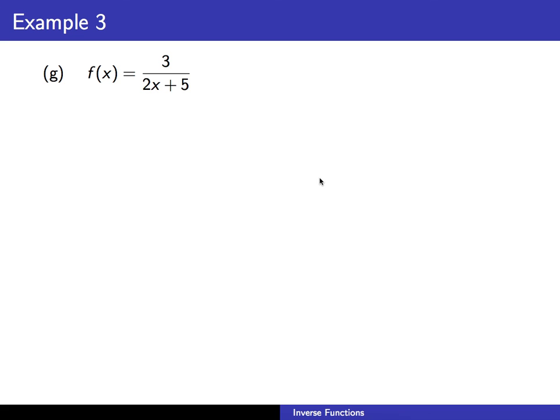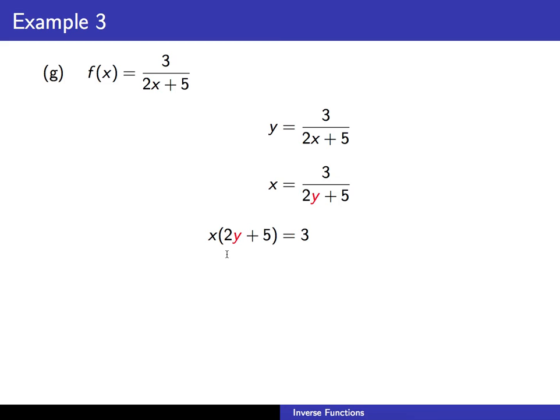All right, part G, we have f of x equals 3 over 2x plus 5. This is actually one of the ones we looked at in the domain and range video. So now we'll see how we can use inverse functions to figure out the domain and range of the original function as well. So we'll make this y equals 3 over 2x plus 5, and switching our x and y, we get x equals 3 over 2y plus 5. And if we multiply both sides by the denominator 2y plus 5, it'll get rid of our fraction, and we get x times (2y plus 5) equals 3.